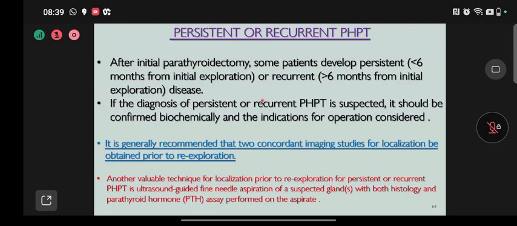So, persistent or recurrent PHPT. After initial parathyroidectomy, some patients develop persistent PHPT, that is the disease less than 6 months from the initial exploration, or recurrent, that is more than 6 months from the initial exploration. If the diagnosis of persistent or recurrent PHPT is suspected, it should be confirmed biochemically, and the indication for operation should be considered.